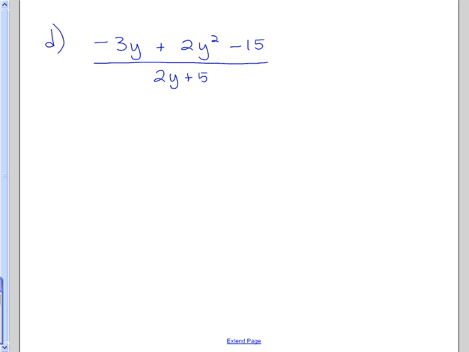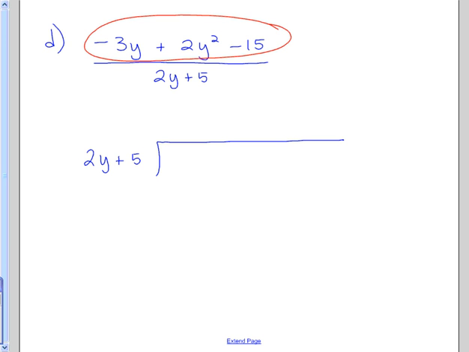Okay, D, notice the top polynomial. It is not written in descending order. It must be in descending order whenever you do the long division. So when I write my problem, I will have 2y plus 5 divided into 2y squared, which should come first. And then it's negative 3y. And then it's negative 15. You always want that polynomial to be in descending order, the highest exponent first, and then it's got to count down in order. So now we can divide.